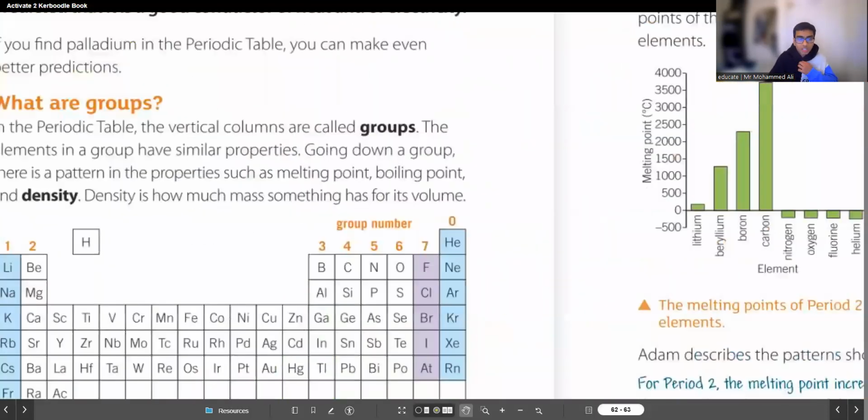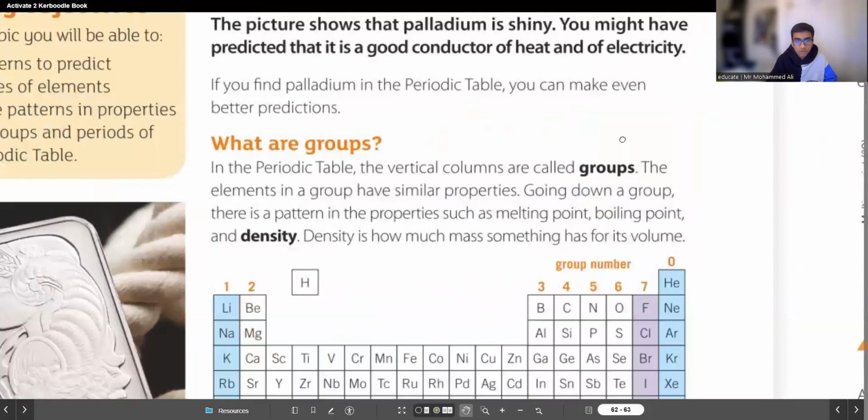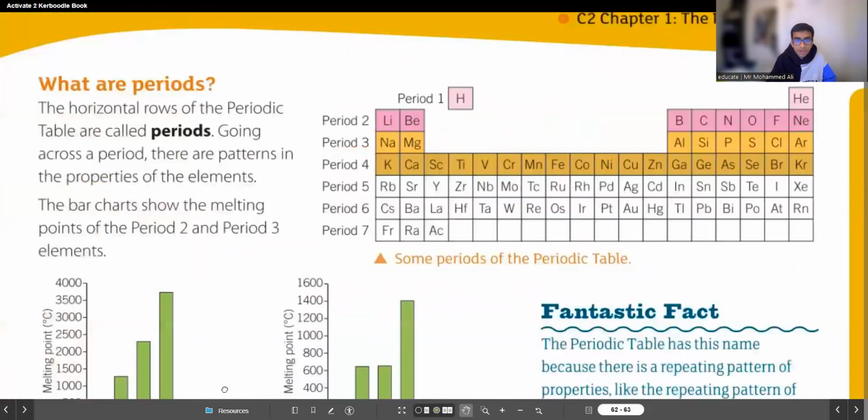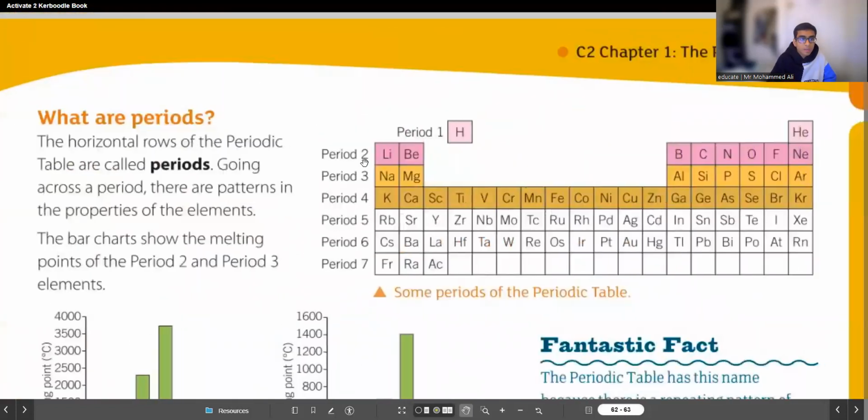So what are periods? We just looked at what groups are: groups go down the periodic table. Now we need to look at periods. The horizontal rows of the periodic table are called periods. Periods go from left to right, never from right to left.